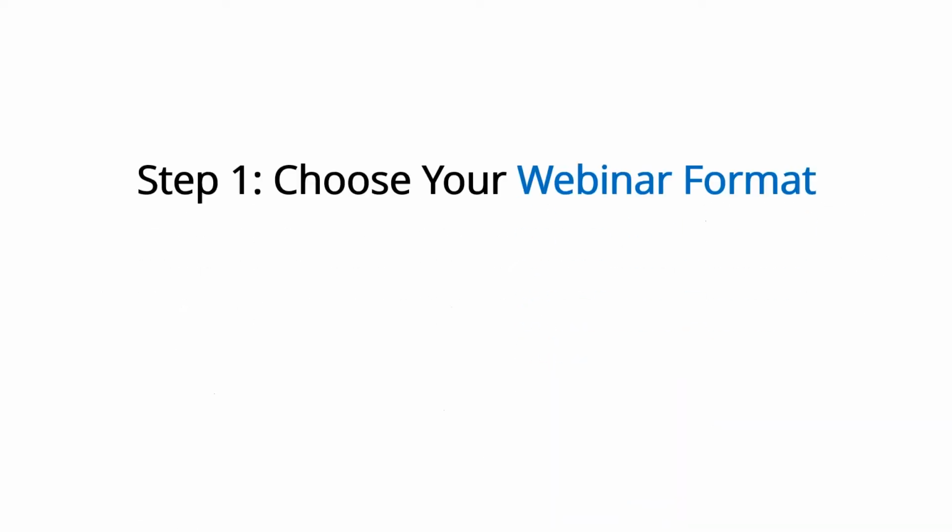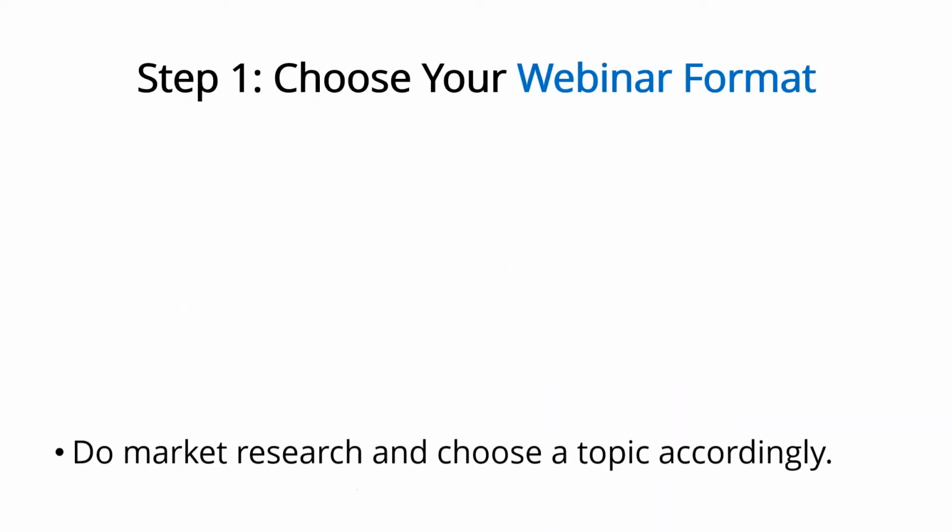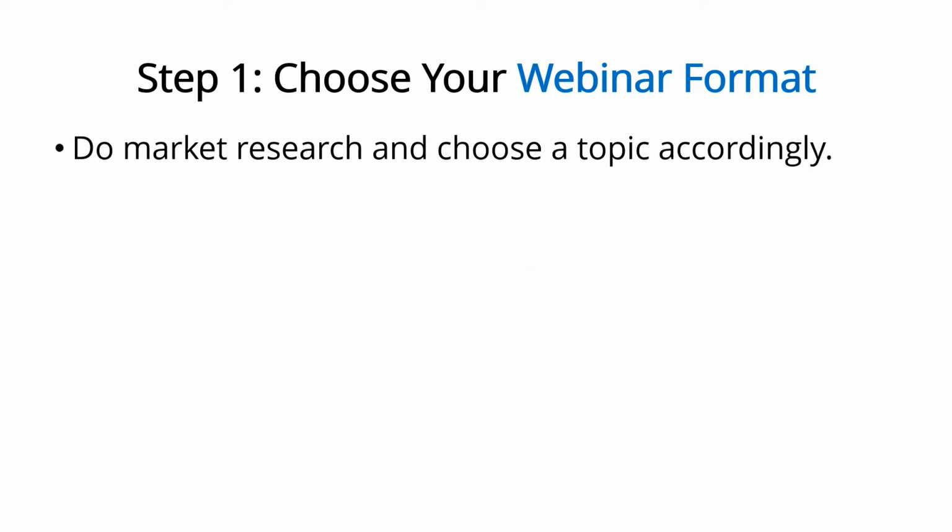Step 1. Choose your webinar format. Here you need to choose the topic for your webinar and how you're going to present the information. To figure out the topic, as usual, you'll need to do some market research. If people are already buying webinars, books, or other products on some particular topic, that's a good sign that they'll buy a seat in your webinar too. Secondly, ask yourself how you'll present the information.